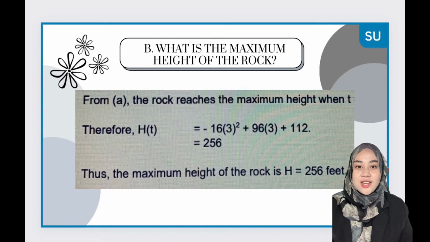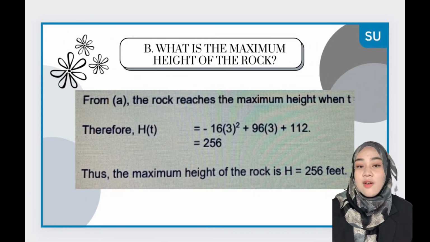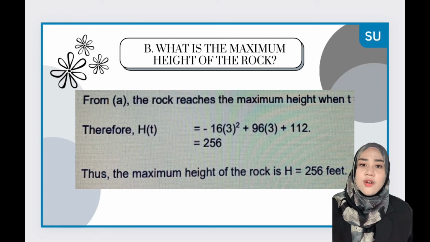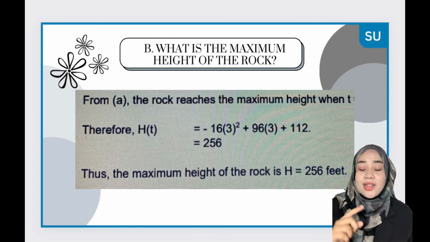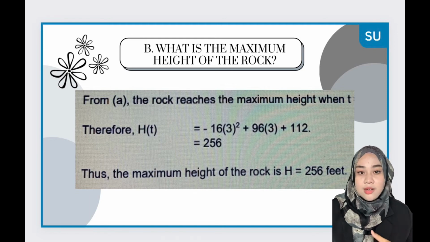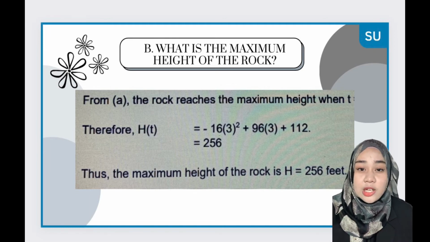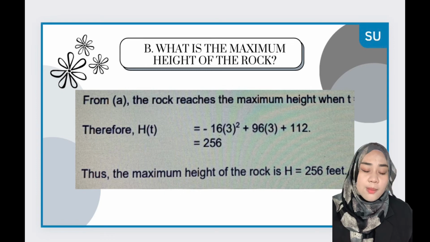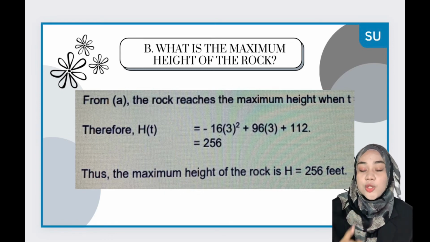So next question, what is the maximum height of the rock? From question A, the rock reaches the maximum height when t equals 3. Therefore, we just need to replace the value of t in the function with the value of 3 to get the value of h, which is the height of the rock. Thus, the maximum height of the rock is h equals 256 feet.